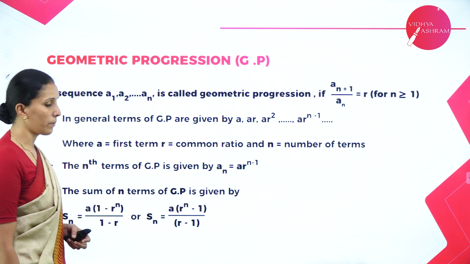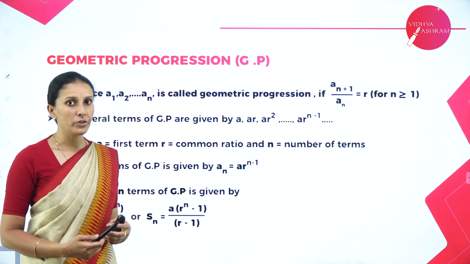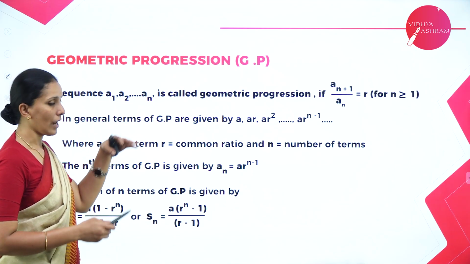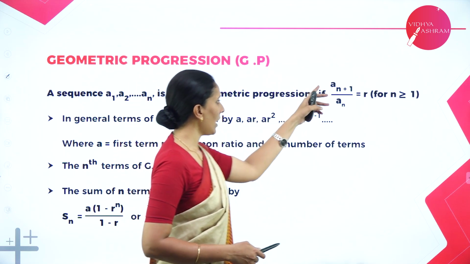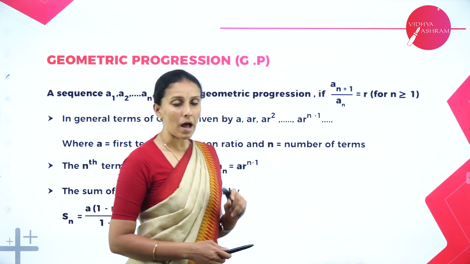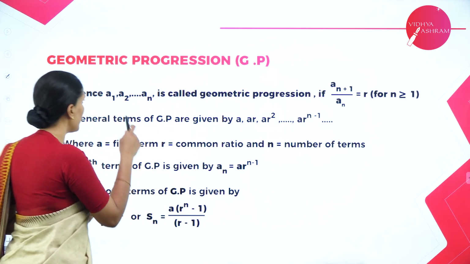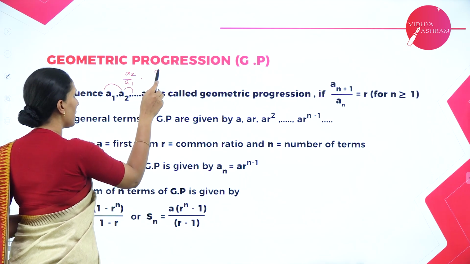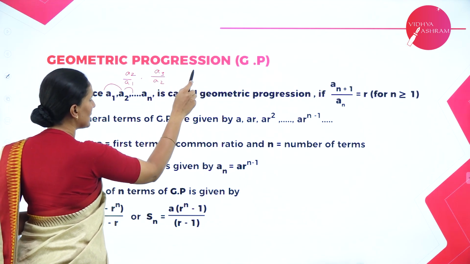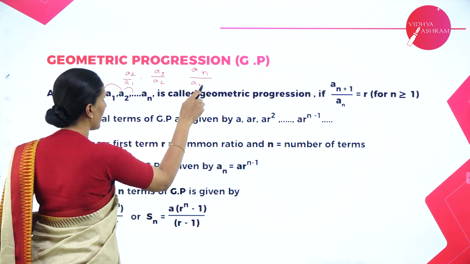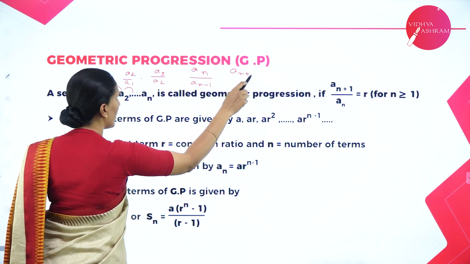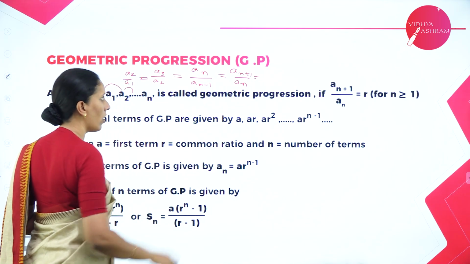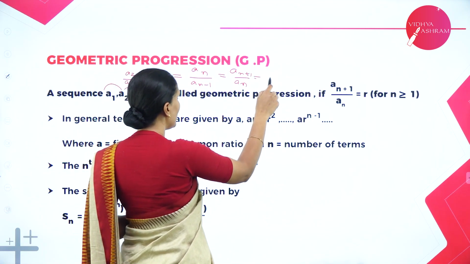Next is the geometric progression. A geometric progression or geometric sequence is given in such a way that if a1, a2, ..., an are the terms of the sequence, then a(n+1) by an is equal to some r, where r is called the common ratio. That means if you divide a2 by a1, or a3 by a2, or the last term an by a(n-1), similarly we will get a(n+1) divided by an. So for all of them the ratio or the quotient will be the same and it is given by some r.